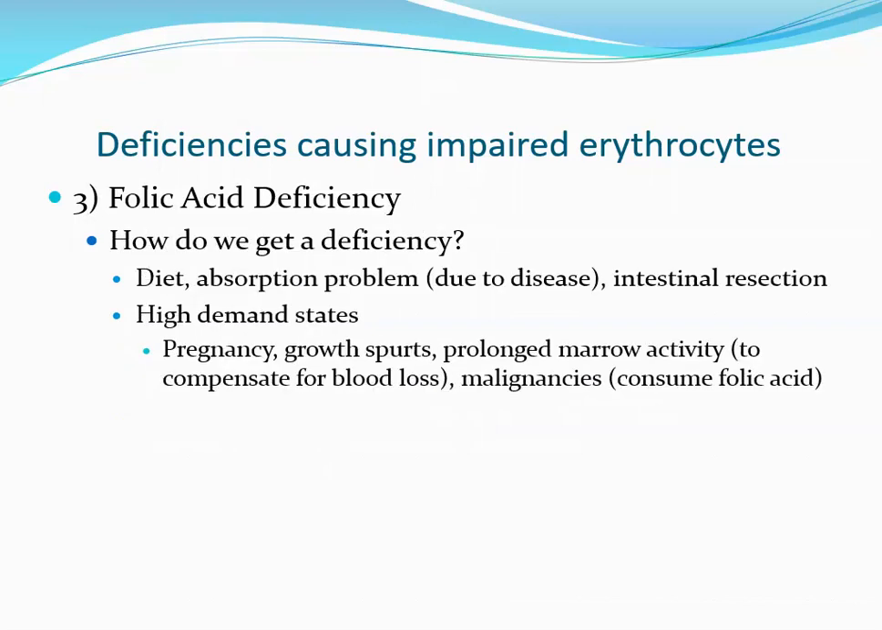So how would we get a deficiency? One would be our diet. Second would be an absorption problem, either due to disease or due to intestinal resection. Again, less surface area for absorption. Also, high demand states are a common cause of folic acid deficiency, pregnancy being one. When women are pregnant, they often are prescribed folic acid supplements to take. Growth spurts in children could result in a temporary folic acid deficiency. Prolonged bone marrow activity in an attempt to compensate for blood loss. And various malignancies. Here, the tumors would be consuming the folic acid at a faster rate than our bodies can replace it.